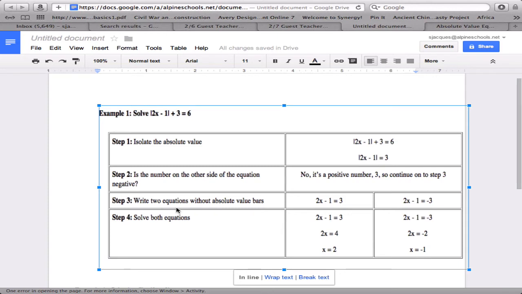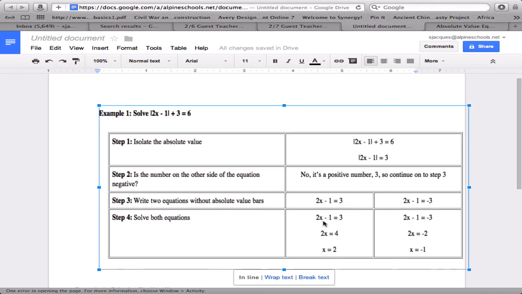Step 3, write two equations without absolute value bars. So you write your first one, so you break it off into 2x minus 1 equals 3, and then you go 2x minus 1 equals negative 3. That's the only change there, that negative 3. Because when they ask what numbers are a certain distance away from another number, you're going to have two numbers on the left-hand side of it and the right-hand side of it that are that distance. So that's why you break them off into the two equations.